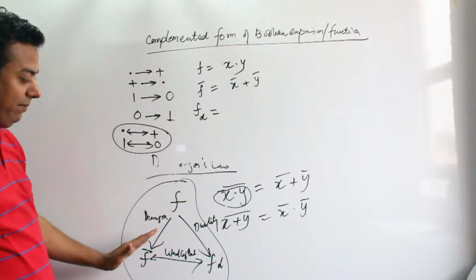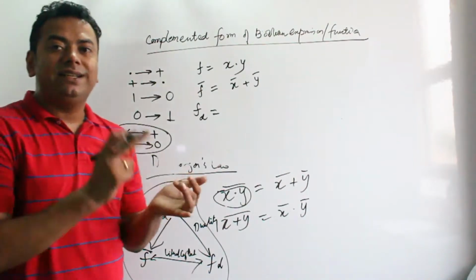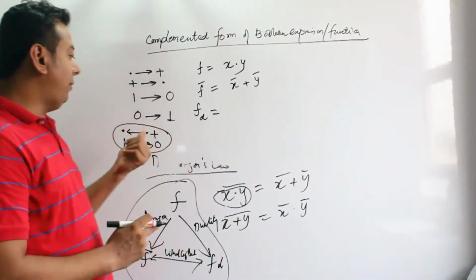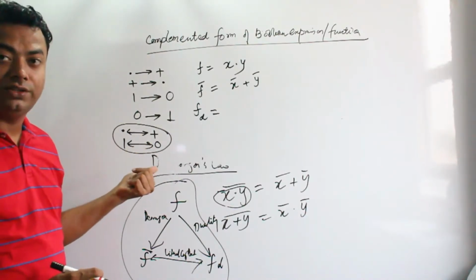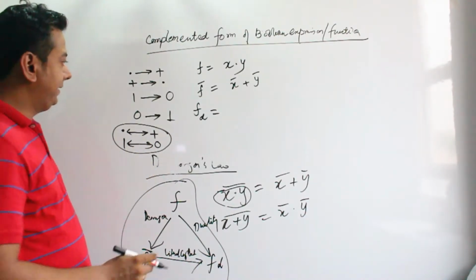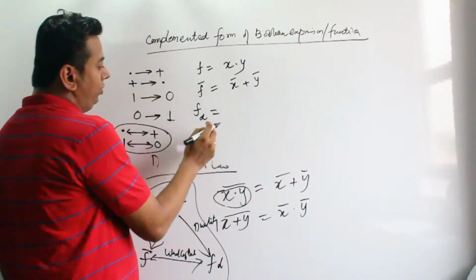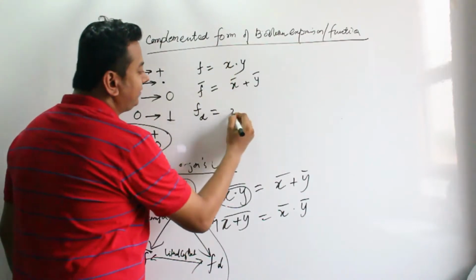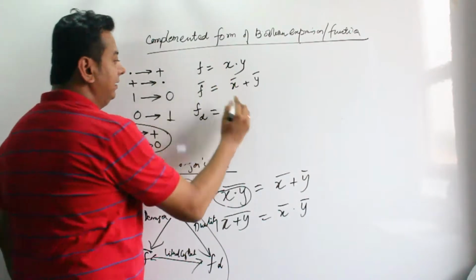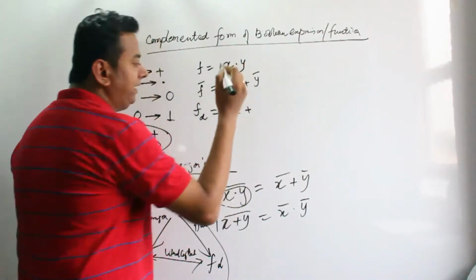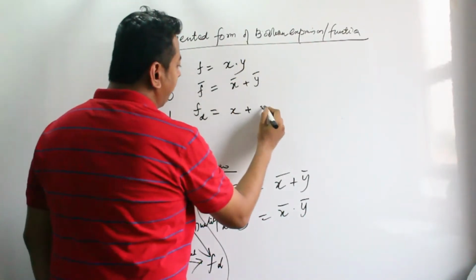But in case of complement, what things change? Literals are also changed, the operations are also interchanged, and if there is a constant, it is also changed. So in case of duality, for FD, x will remain as x, no literal change. Dot will become plus, and y will remain y only.